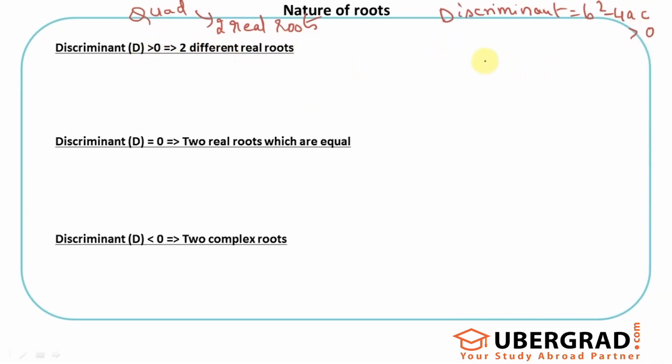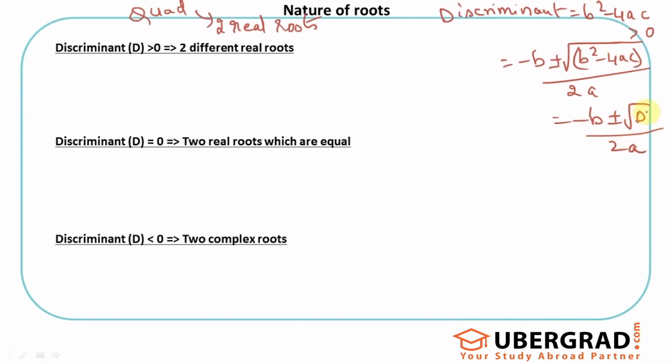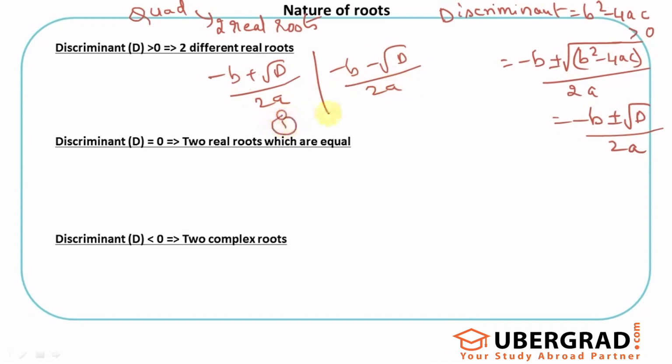Why would this occur? Let's look at the roots. What are the roots? Minus b plus or minus square root of b square minus 4ac by 2a. This is the discriminant, so it is basically saying minus b plus or minus square root d by 2a. If d is positive, then the square root of d, the square root of some positive number, will give me a real number as output. So I'll get minus b plus or minus some real number by 2a. So I'll have two different roots, minus b plus square root d by 2a and minus b minus square root d by 2a, root 1 and root 2, and both of them are real roots. They are two different real roots.